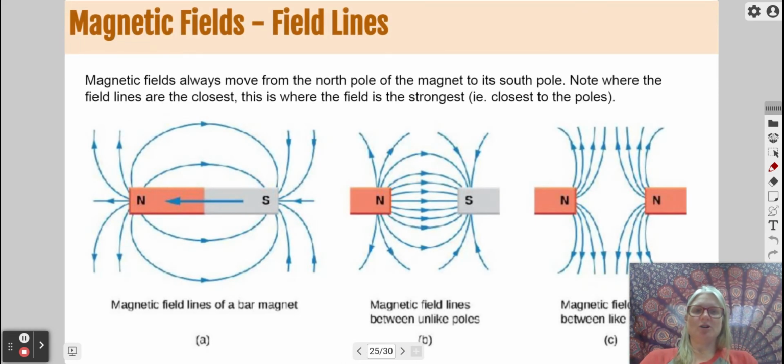There are a few more drawings here so you can see what happens if you have two magnet ends that are the same. Again, it's going to go north to south, so out of the north and away from the other magnet. If there was a south on the other end, it would bend around and head to the south end.